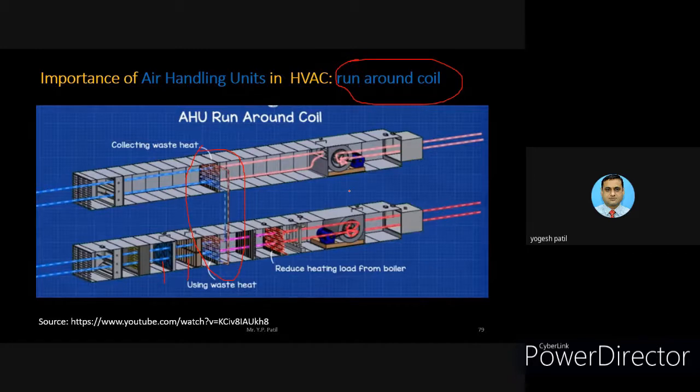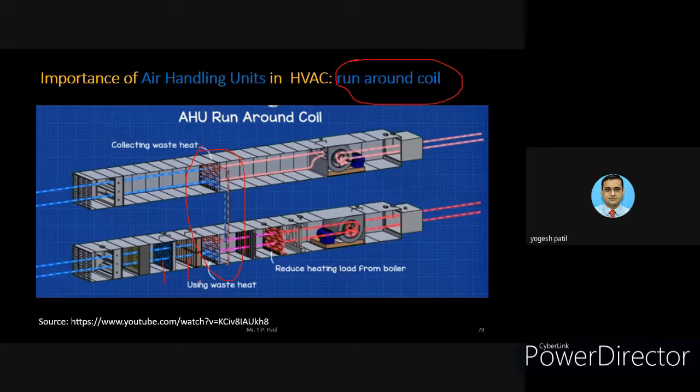If the supply and extract AHUs are located in different areas, then a common way to recover some of the thermal energy is to use a run around coil. So if the supply side and return side are located in different areas of the building, then obviously some of the thermal energy is recovered from this discharge line or return line. So the load on the heater gets reduced because of this additional run around coil.